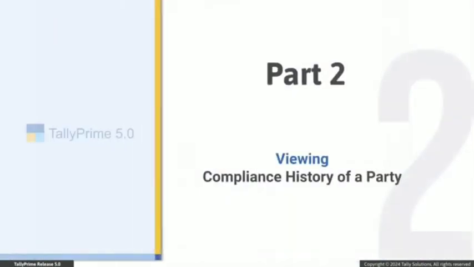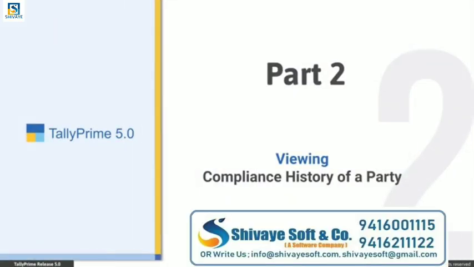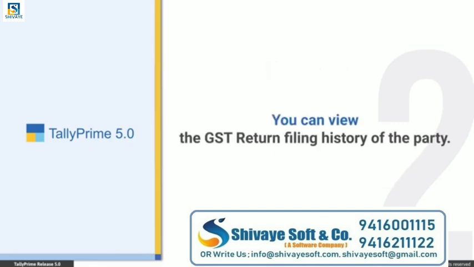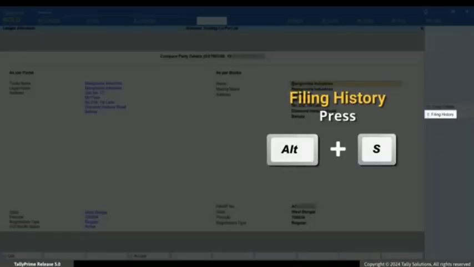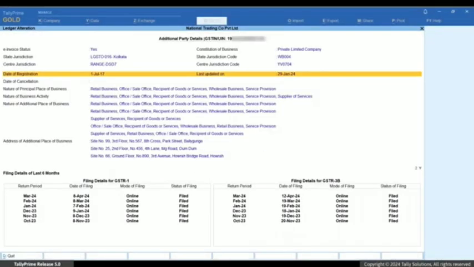You can also view a party's compliance history using GSTN or UIN. Once you fetch all the information about the party using GSTN or UIN, you can view their GST return filing history too. Press Alt-S to view filing history.